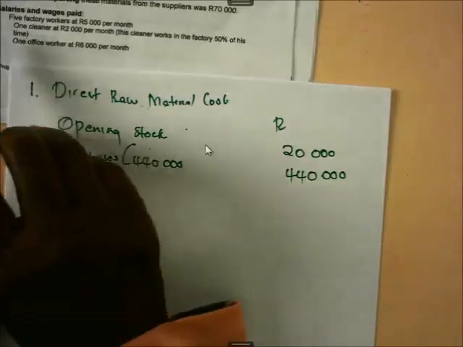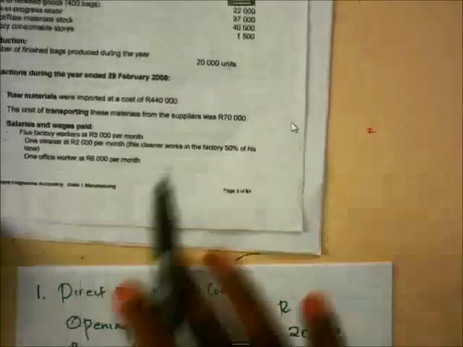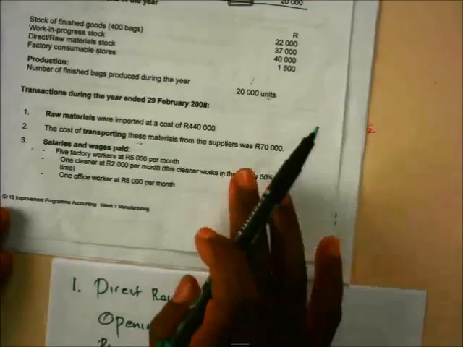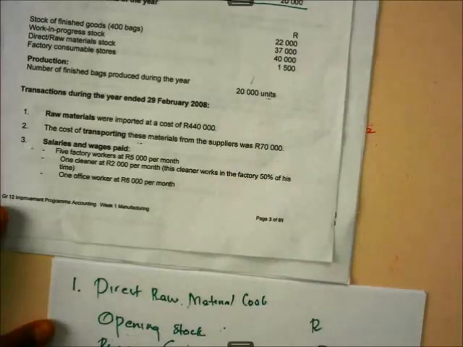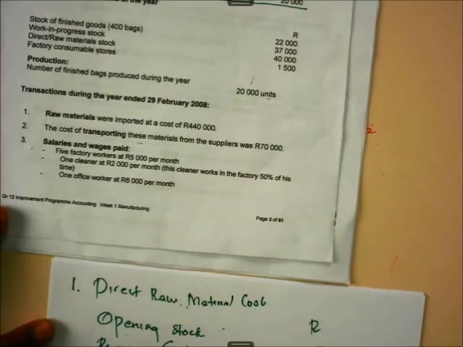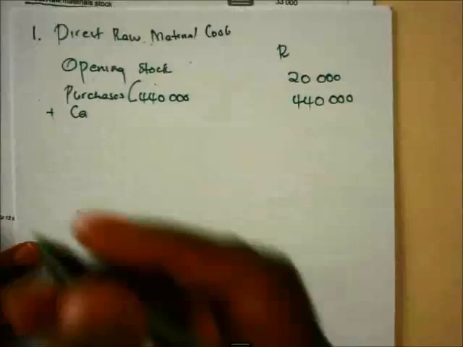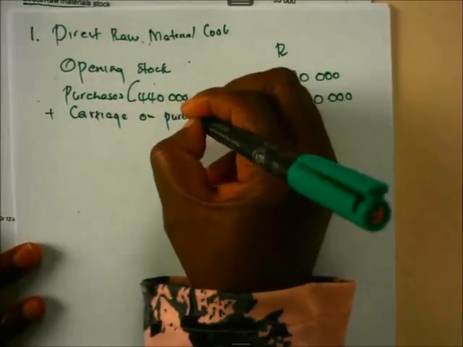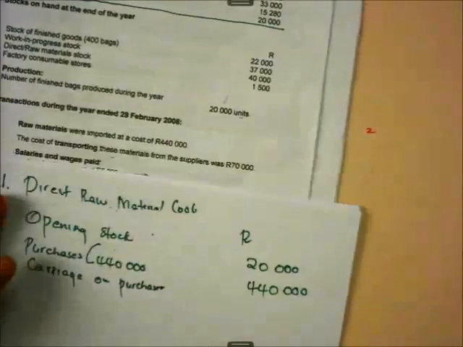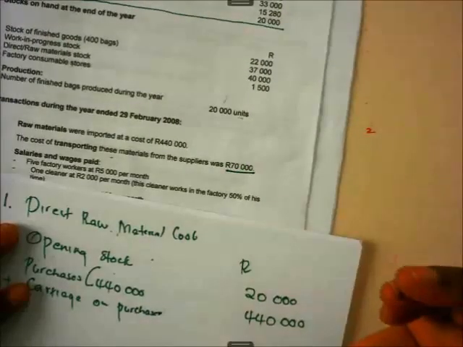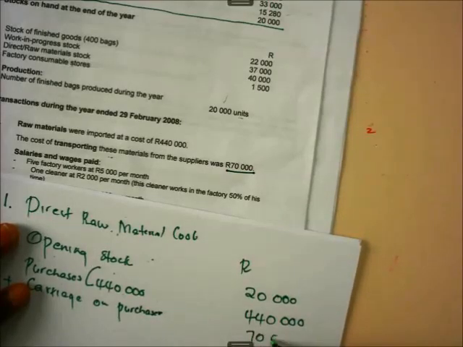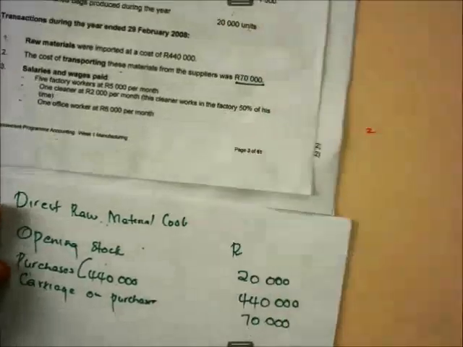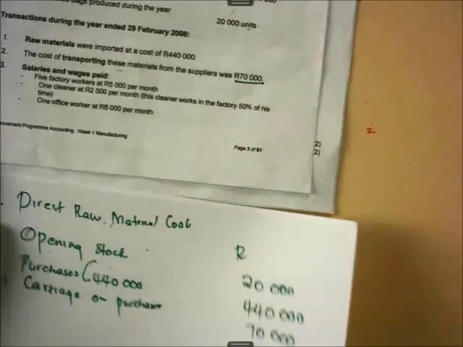Now we move to the transportation. Number 2, the cost of transporting this material from the suppliers, 70,000. Do not forget we say plus the carriage on purchases. As how much? 70,000. Right. So we don't have any other information relating to the raw materials.